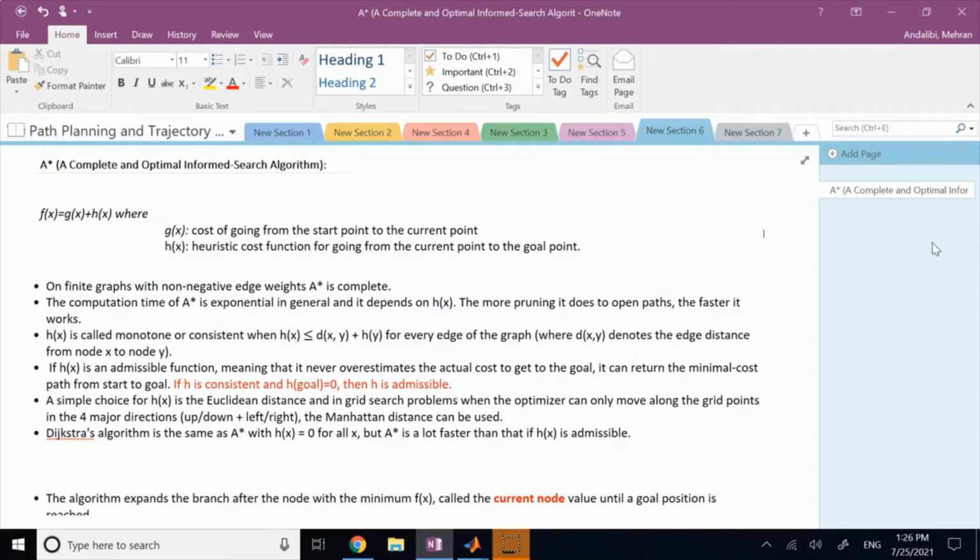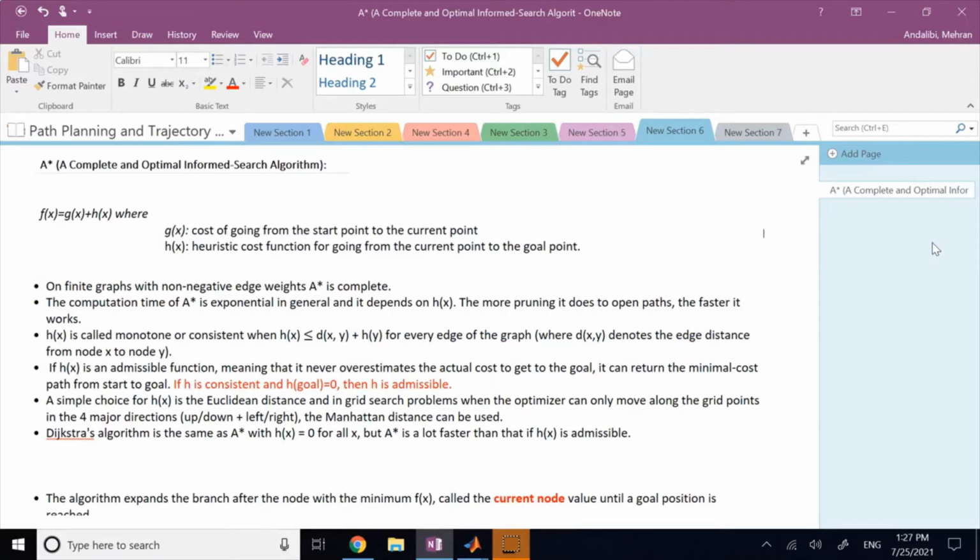Hello everyone. In this video we are going to talk about one of the graph search algorithms, which is also used for path planning, and this is one of the most well-known and mostly used algorithms in the literature, called the A-star algorithm.